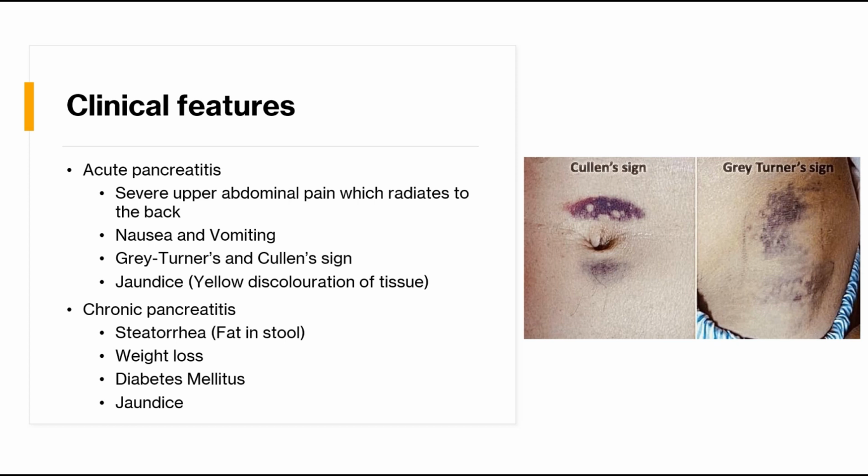Diabetes mellitus is caused because of the damage to the beta cells, which produce insulin, and insulin is what helps cells take up glucose and prevent high blood sugar.